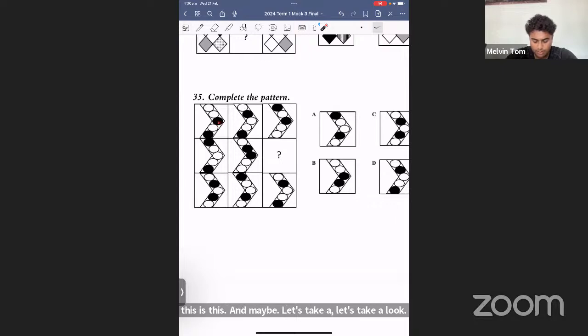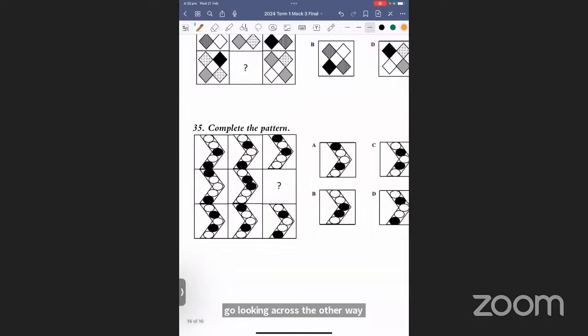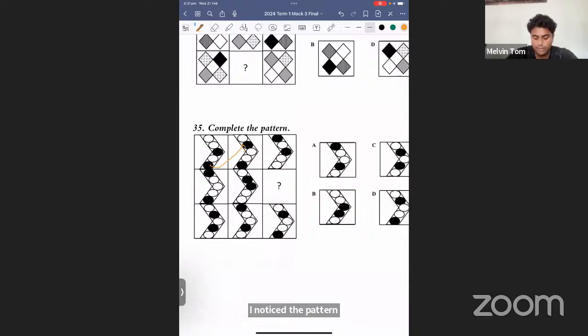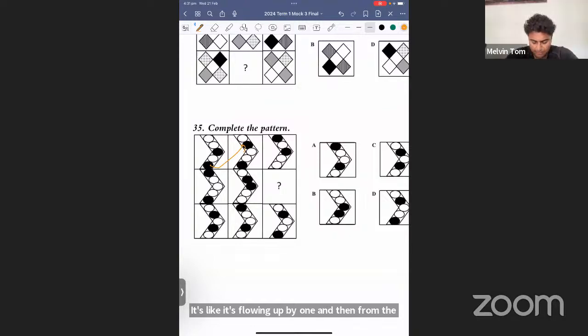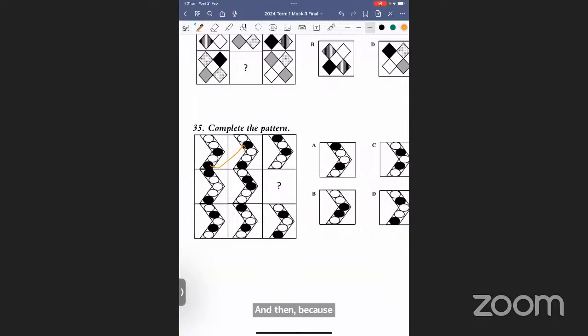So looking across the other way, I noticed the pattern. All right, continue. So at the bottom, with the black dot on the first row that you drew a line to, it's going up by 1, and from the second black dot, it's also going up by 1. Because you don't have the second one, you check in the third one to see if it's consistent.